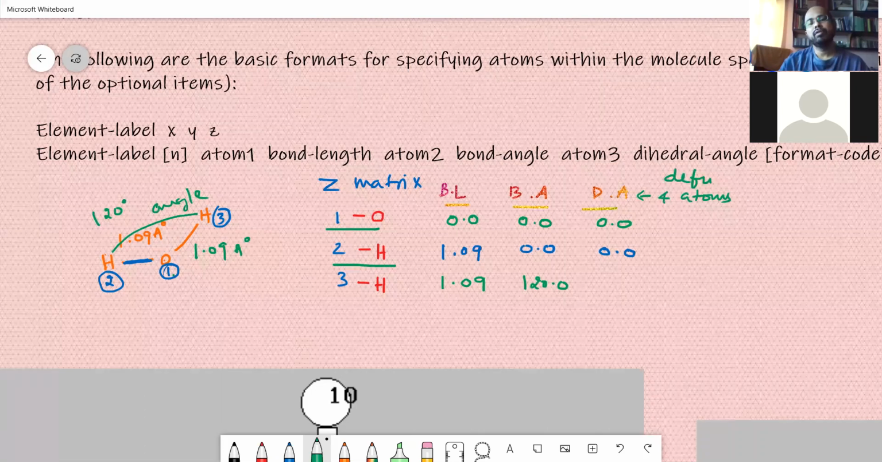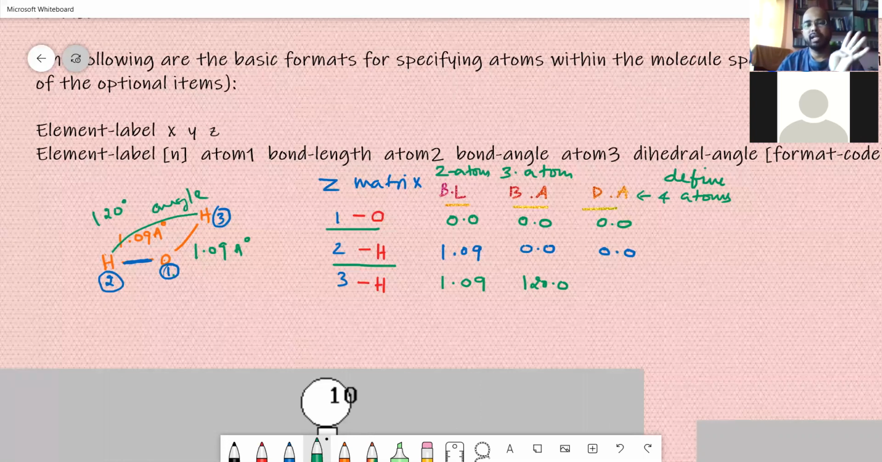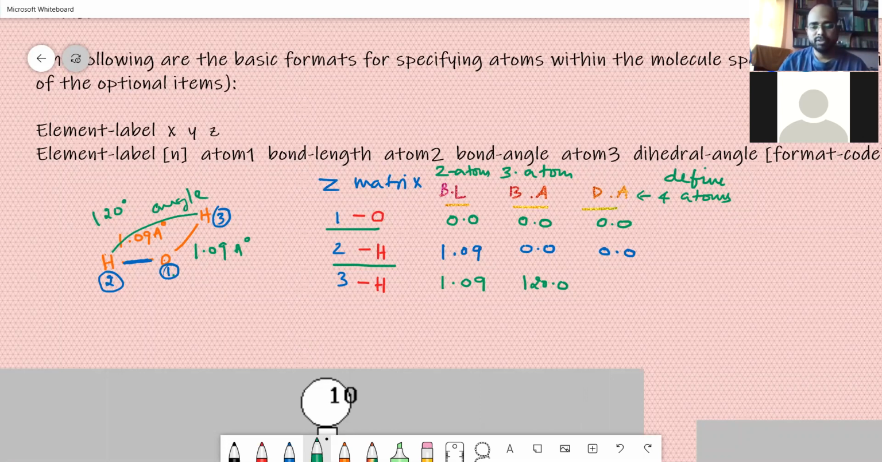To define the dihedral angle, you will require at least 4 atoms, but you have only 3 atoms. With 3 atoms you can define the bond angle only. With 2 atoms you can define only the bond length. 2 atoms, bond length; 3 atoms, bond angle; 4 atoms, dihedral angle. Here you don't have any fourth atom, therefore you just write it as 0.0.